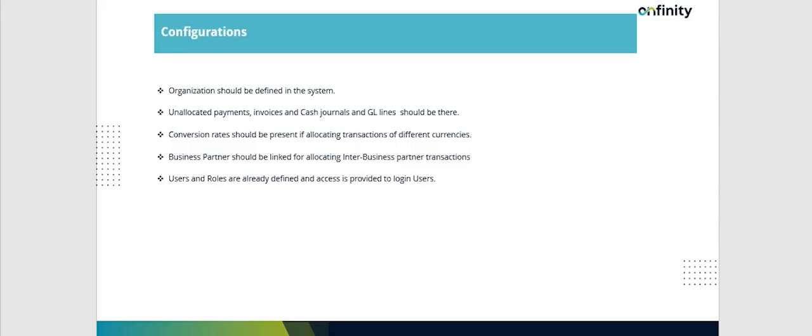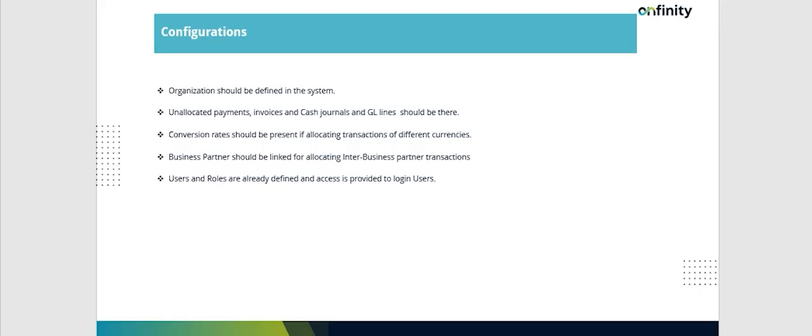Business partners must be properly linked to allow allocations across related business partner transactions. For example, if business partner A is allowed to transact on behalf of business partner B, invoices created for business partner B can be allocated using transactions from business partner A, enabling proper settlement of open balances.